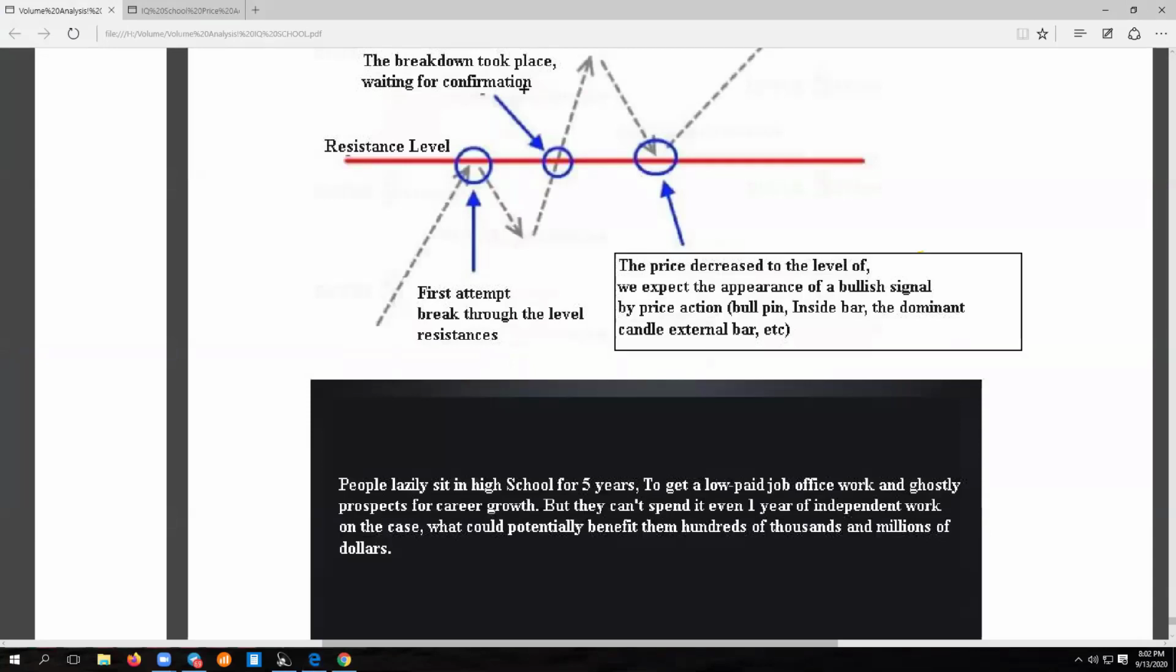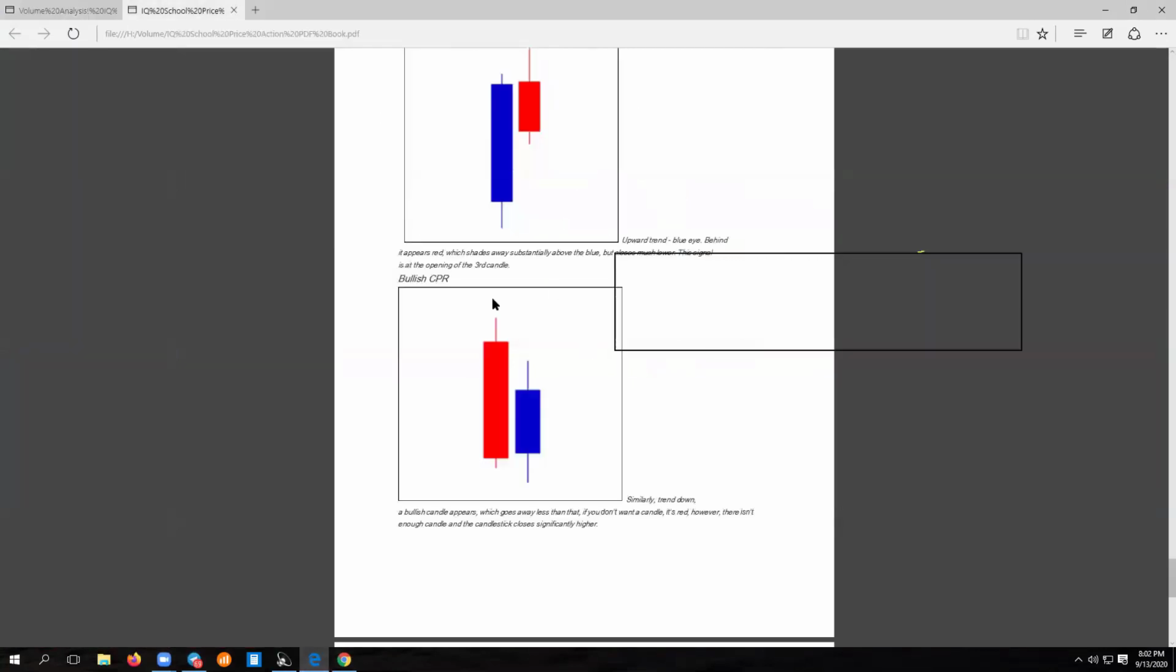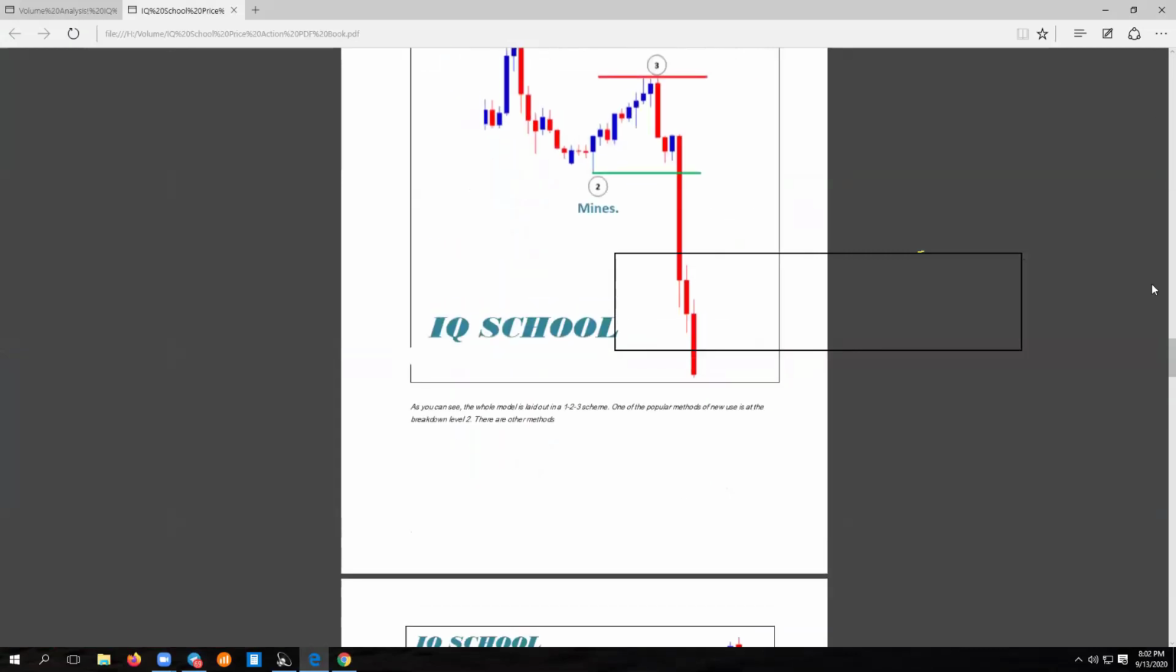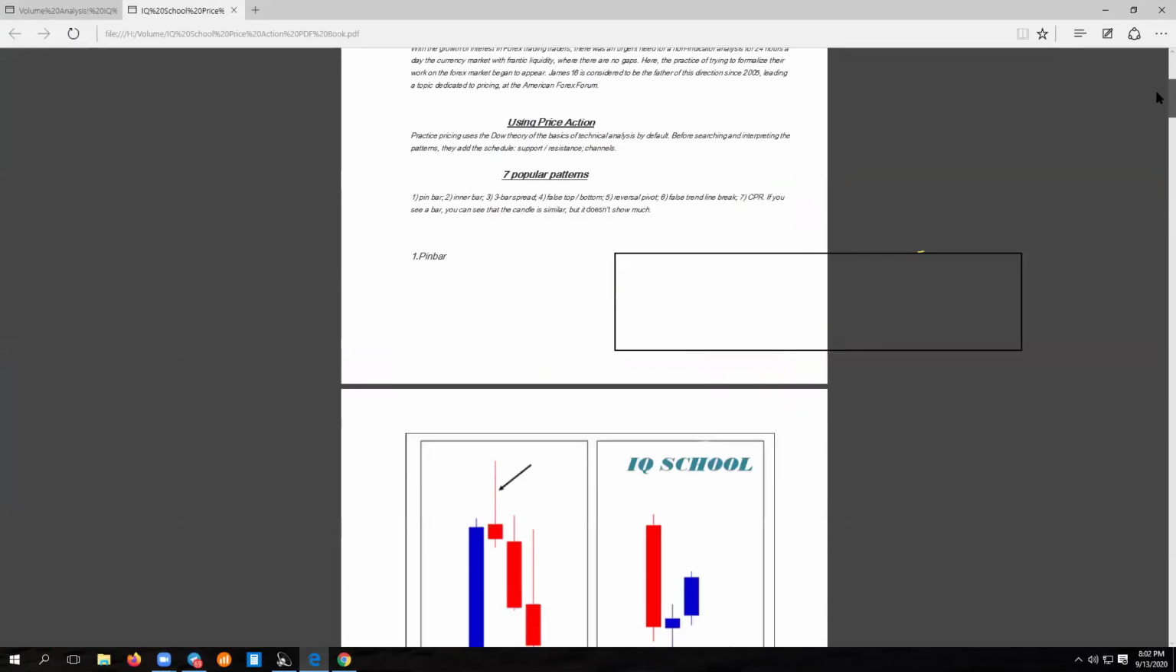So everyone try to read this PDF file every day. Only 7 patterns are explained here: pin bar, bullish pin bar and bearish pin bar, inner bar spread, false top, bottom reversal pivot, false trend line break. Yes sir, everything, but we don't have to use them all.